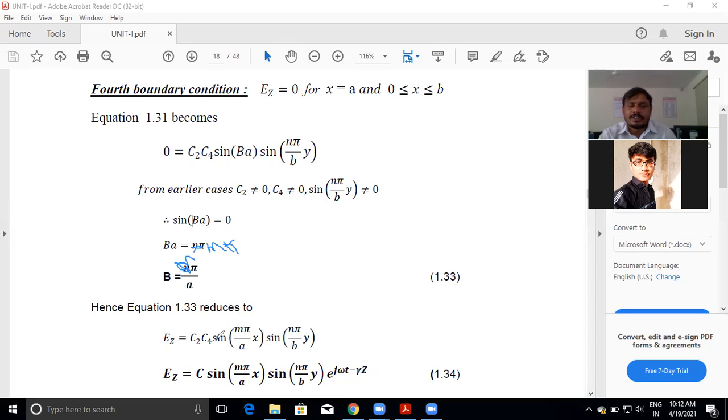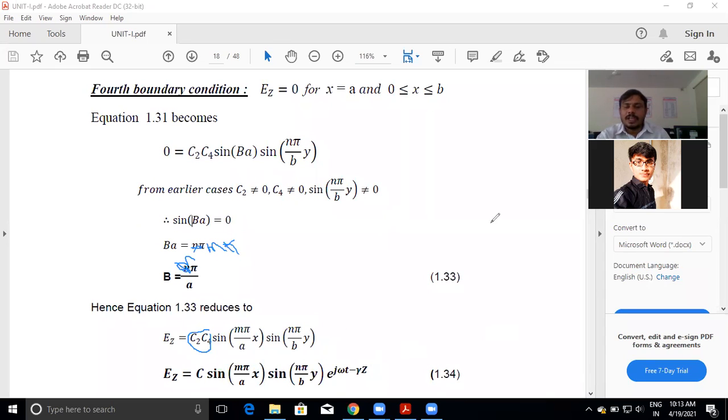Now you have our Ez is equal to C2 C4 sine of m pi by A into X, sine of n pi by B into Y. Okay, so we can say, in place of C2 and C4, I input one constant C. So that is C, sine of m pi by A into X, sine of n pi by B into Y.